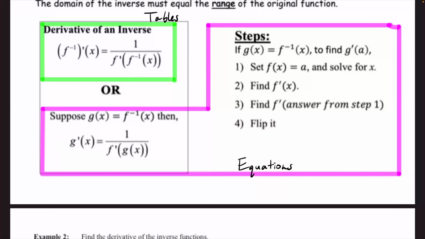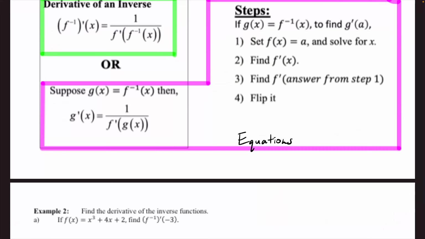So the first step says set f of x, right? g of x in this case is the inverse. I don't know what the inverse is, right? So I'm going to set the original equal to the a value. So look on number 2. What is the a value going to be? -3, right? The guy that we need to find. That's the x value, -3. So what we're going to do is set f of x equal to -3. So we have x cubed plus 4x plus 2 equals -3.